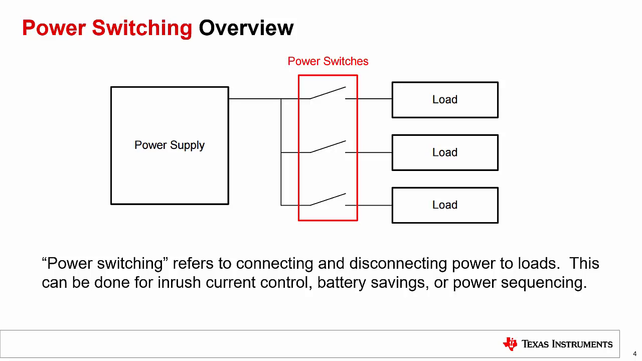Power switching in general refers to connecting and disconnecting power to loads. A power switch is put in between the power supply of a system and a load, and this switch will control when the load is powered or unpowered from the power supply.